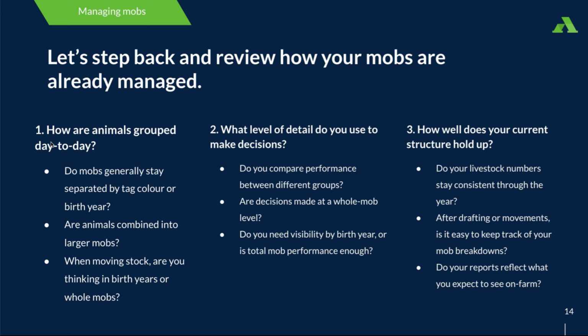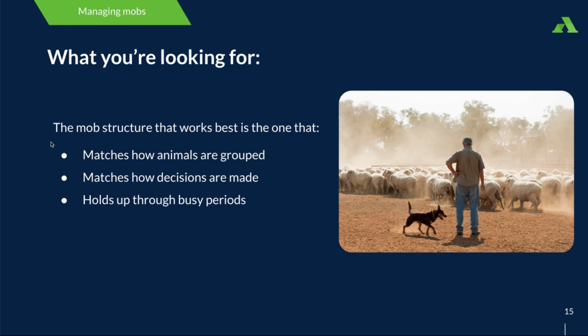And question 3 is how well does your current structure hold up in AgriWebb? Do your livestock numbers stay consistent through the year? With drafting or movements, is it easy to keep track of your mob breakdowns? And do your reports reflect what you expect to see on farm? What you're looking for is that the mob structure that works best is the one that matches how animals are grouped, matches how decisions are made, and holds up through those busy periods in AgriWebb.